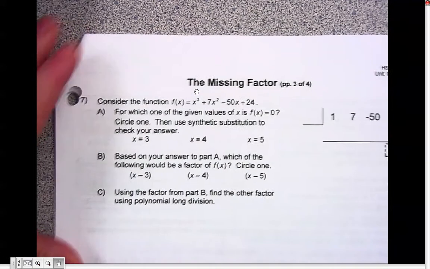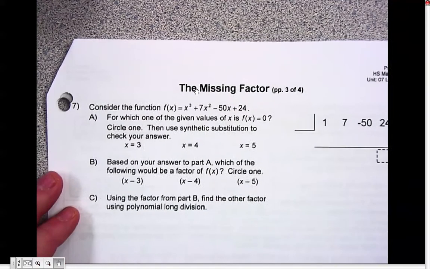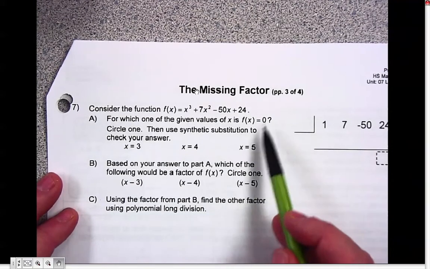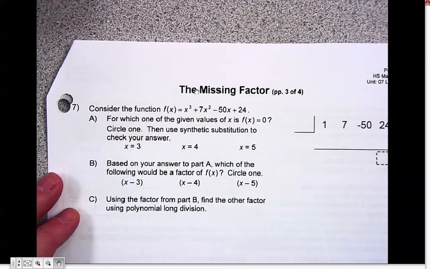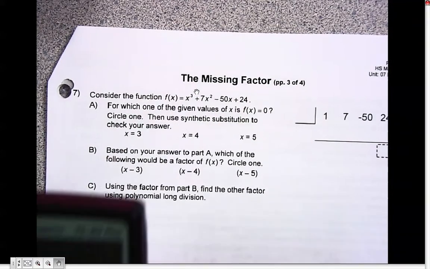Let's skip over to number 7. Consider the function x to the third plus 7x squared minus 50x plus 24. For which one of the given values of x is f of x equal to 0? Okay. Well, the only way we can figure that out is if we put it in y equals.